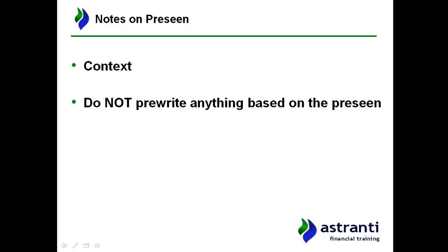But it's worth noting that you shouldn't write anything based on the pre-scene. That's because you're not necessarily going to be tested on something that's in the pre-scene. You'll be tested on the unseen material that you are given in the exam. If that unseen material is nothing to do with the material in the pre-scene, then you shouldn't be using the pre-scene material to answer the question. You must always use the unseen material.